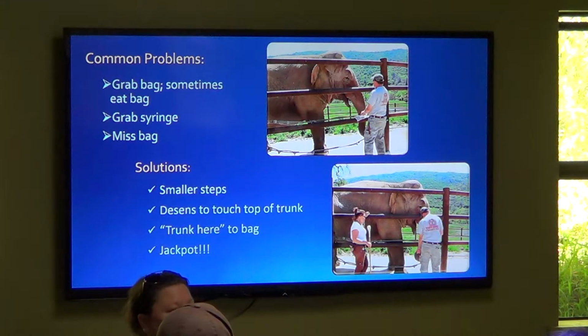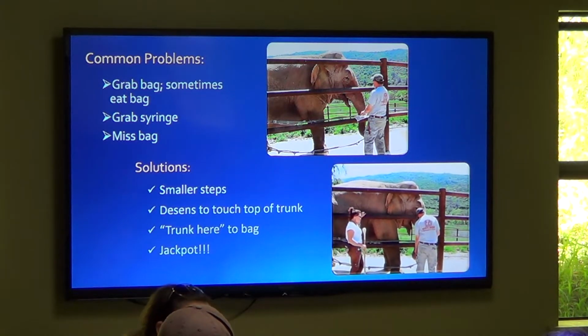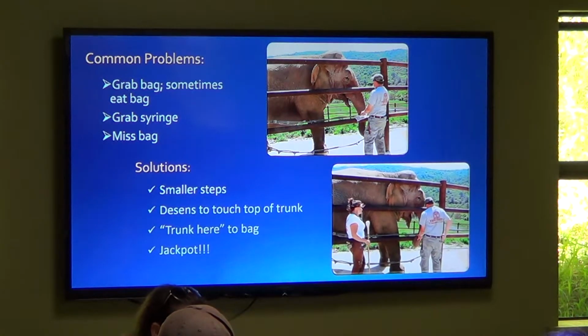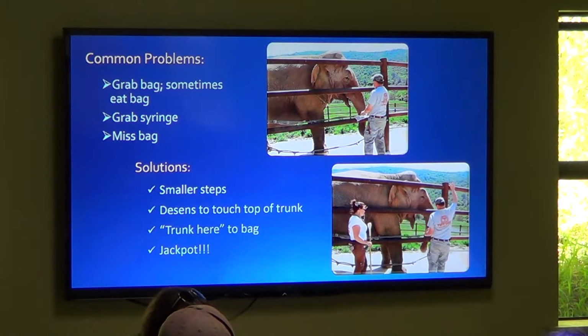So if you're having problems, think about, can you make smaller steps? Are there smaller approximations that you can use? In the case of the elephant, we can desensitize her to having her trunk touched, to train the behavior trunk here, so you can direct the body part, in this case the trunk, to a very specific location. And of course, think about how you use your food reinforcers, magnitude of reinforcement, and you can jackpot for appropriate small steps.